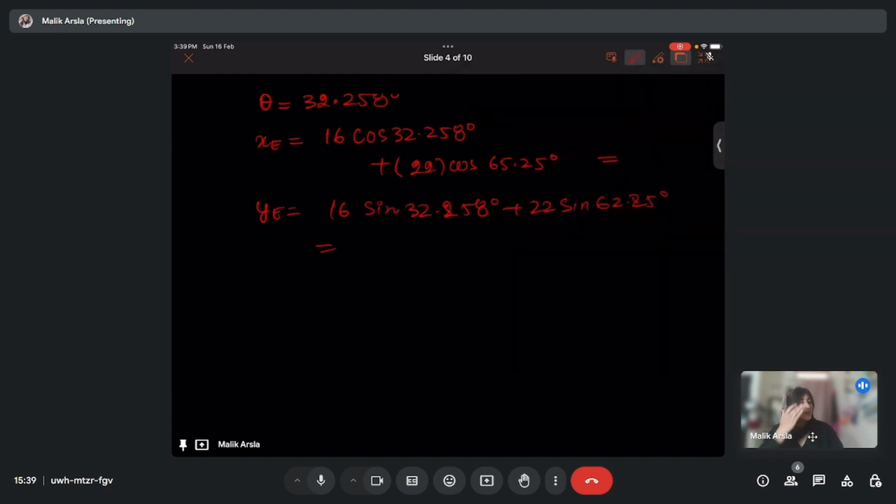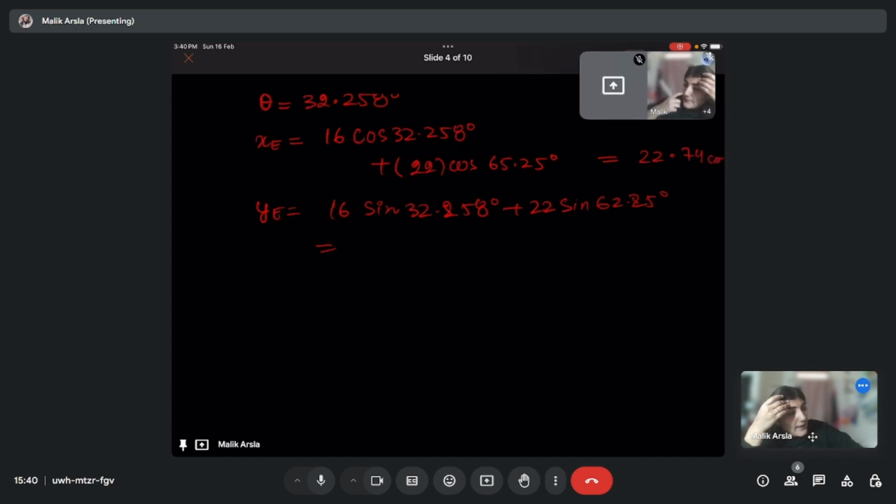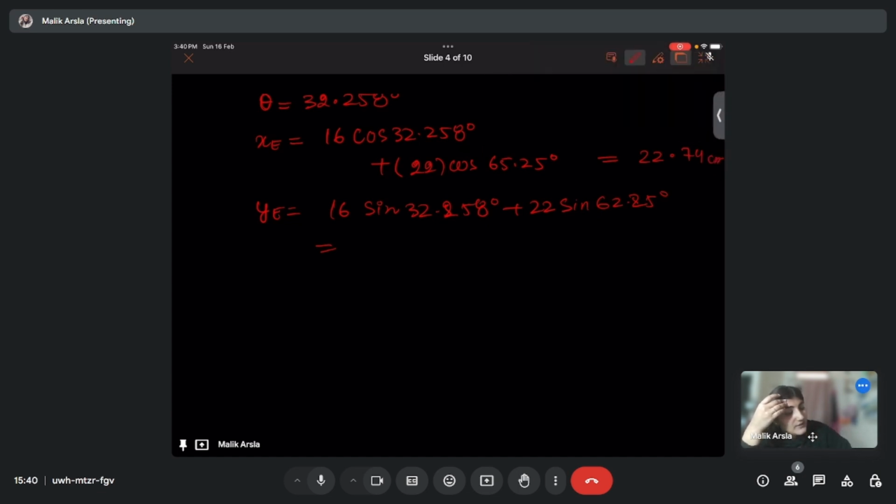Yeah, now it's correct. So what is XE coming out to be? XE will be 22.74 centimeter. Okay, and YE here when you evaluate it, it will be equal to 28.52 centimeter. Okay, I have done it. You can also cross check it on your own. Any doubt till here? No, ma'am. Okay.